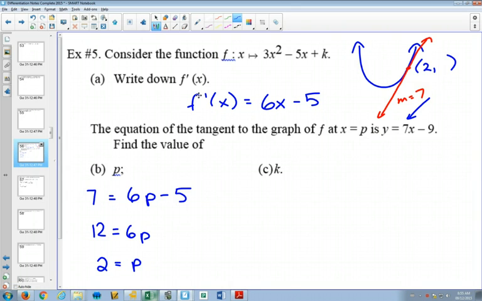I need to find the value of k. I can plug in 2 into my original equation, but the problem right now is I don't know k, and I also don't know what that y coordinate is. So the process of thinking through this, I realize I need to find that y coordinate. If I find that y coordinate, then I can plug it into here and find k. So how can I find that y coordinate? Do I have other information that would help me figure out that y coordinate?